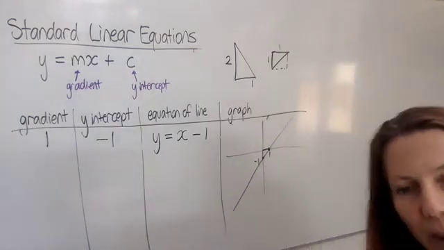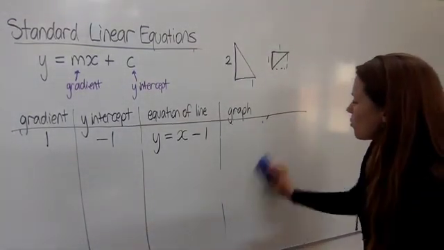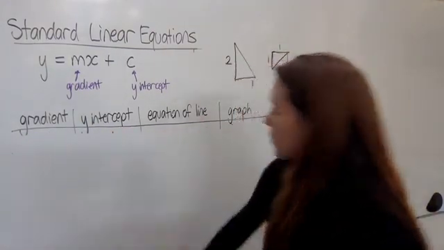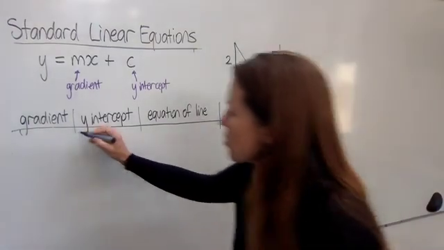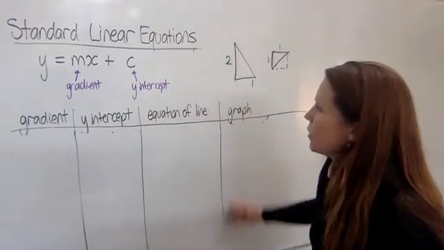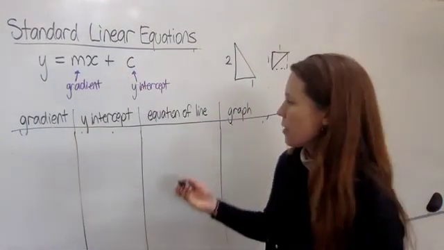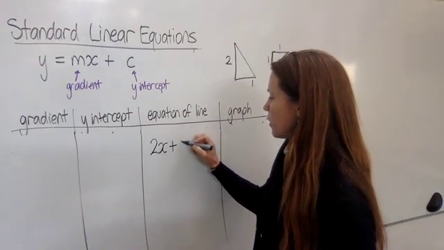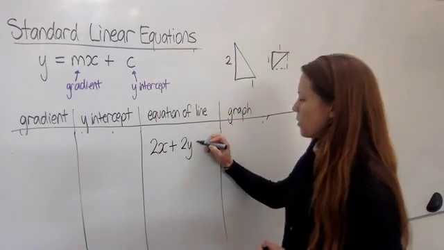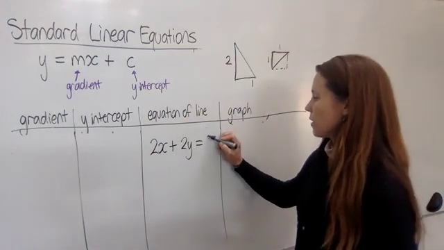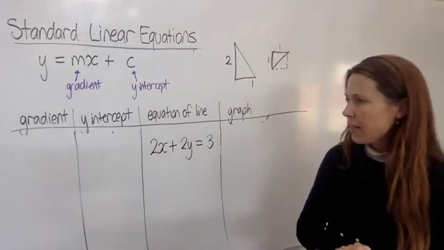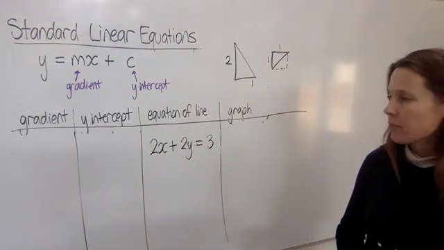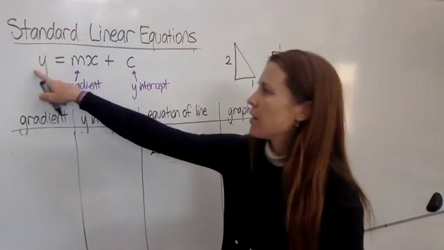Now the only other way that they try to trick you in modules like this one is they sometimes give you an equation of the line and it's not quite in the form that you were wanting. So let me give you an example. They might give you an equation like this: 2x plus 2y equals, let's say, 3. And they ask you, what is the gradient, what is the y-intercept? And graph this line. Well, what we need to do is turn it into this form.